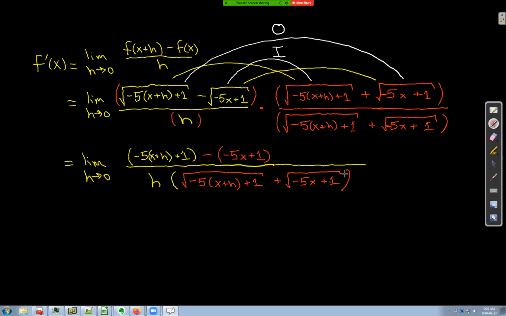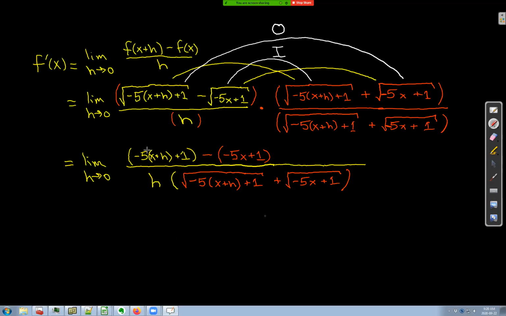Okay, so when we're all said and done, after we've done that nasty FOIL business, this is what we're left with. We're still not done yet. So that's the bad news. But the good news is we're close to being done, because I think we can simplify in the numerator.